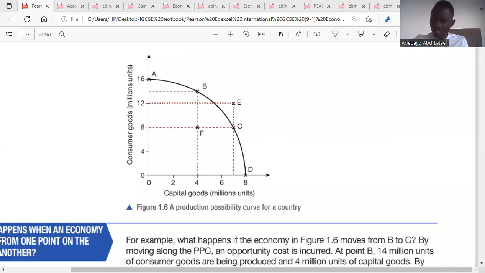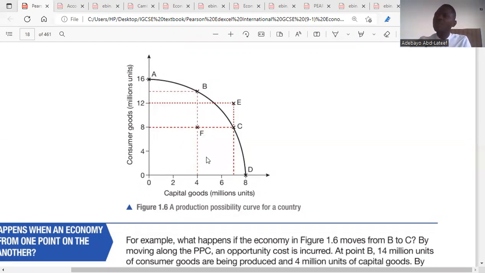So for a PPC, I already said a PPC is a graph that shows the maximum combination of goods or services that a country or economy can produce if all resources are fully utilized. So it means that we won't be talking about what you can produce as an economy without fully utilizing your resources. So look at the graph now. We have consumer goods and capital goods. Are you there?